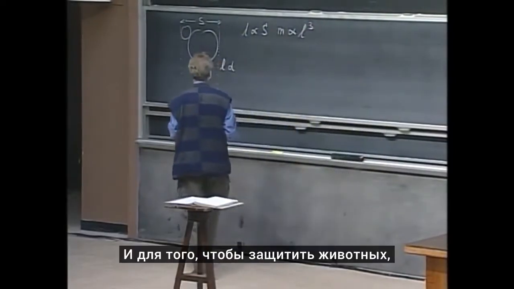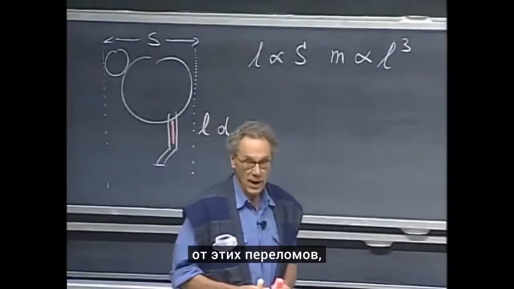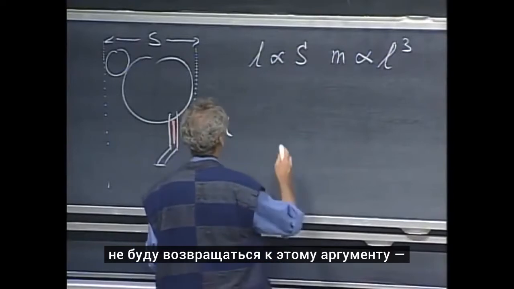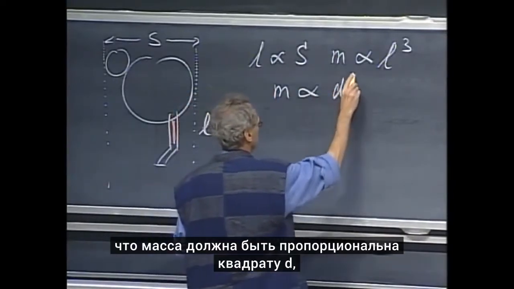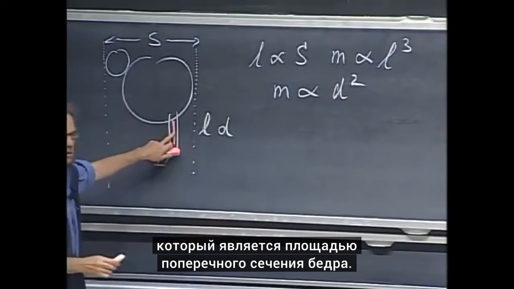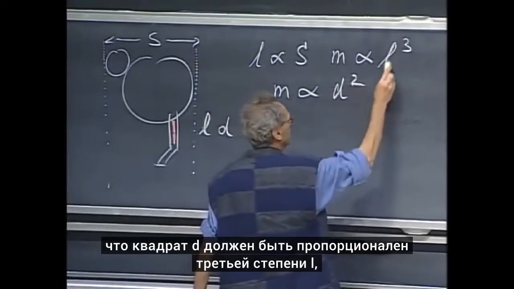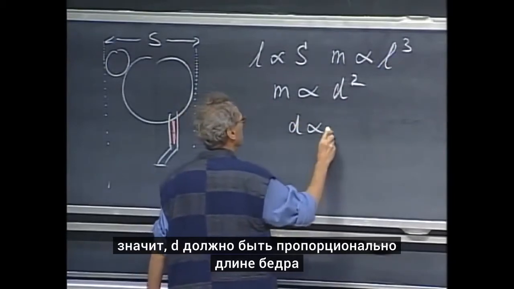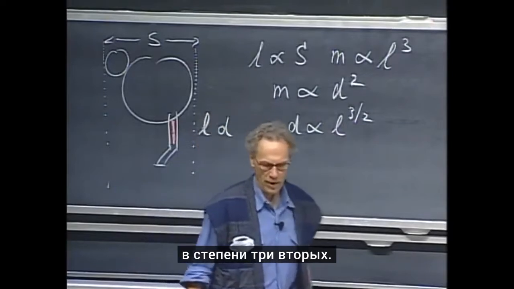In order to protect animals who get bigger and bigger against this crushing, we argued, and I will not go through that argument anymore now, that the mass will have to be proportional to d squared, which is the cross-section of the femur. And so, you see immediately that d squared has to be proportional to L to the third, so d must be proportional to the length of the femur to the power 1.5.